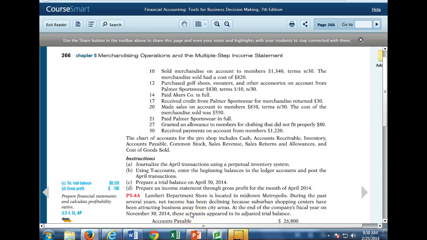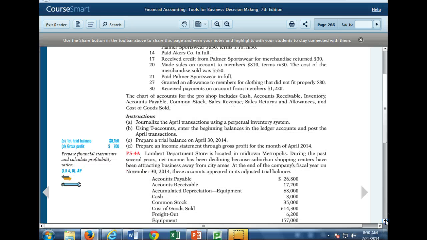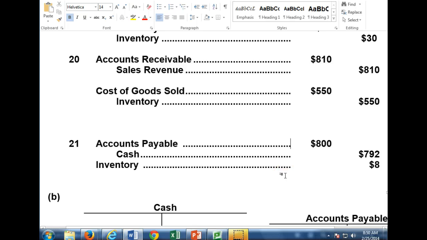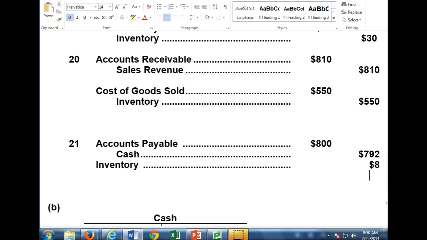Using T accounts, enter the beginning balances in the ledger account and post the April transactions. So what are we going to do now? Granted an allowance to members for clothing that did not fit properly, $80. Well, that's weird. Where are my transactions? I must have screwed them up here. So what is the date there, guys? The 27th.